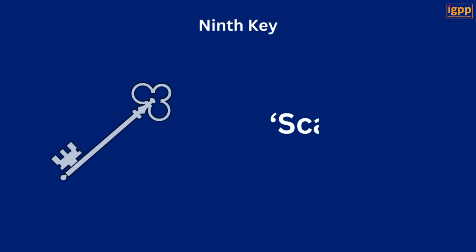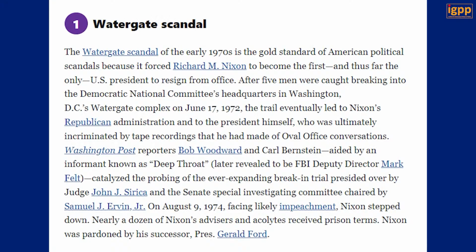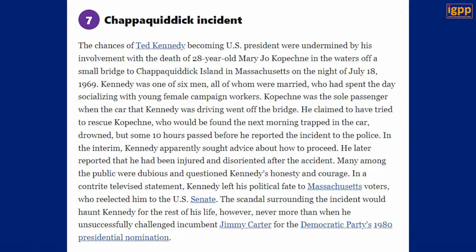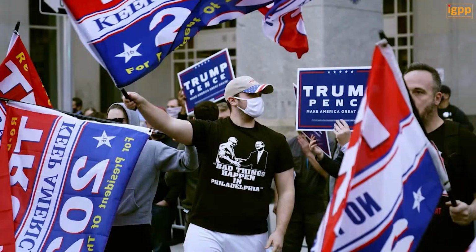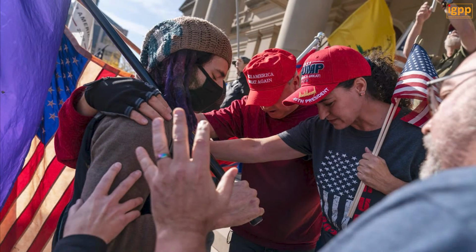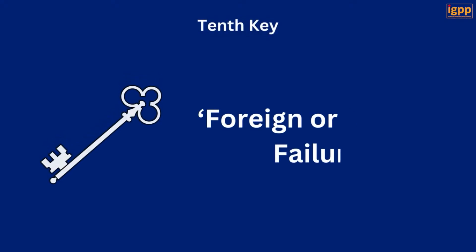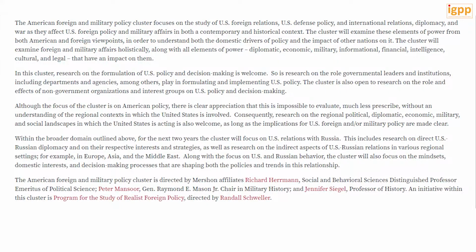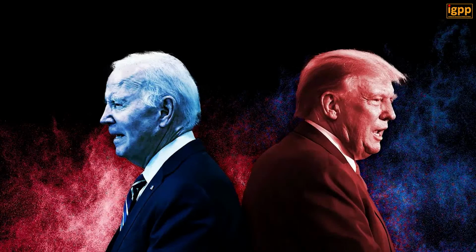The ninth key, scandal, assesses whether the incumbent administration has been involved in major scandals. Scandals can erode trust and weaken the incumbent's position. The 10th key, foreign or military failure, considers whether the incumbent administration has faced significant failures in foreign or military affairs, which could negatively impact its re-election chances.